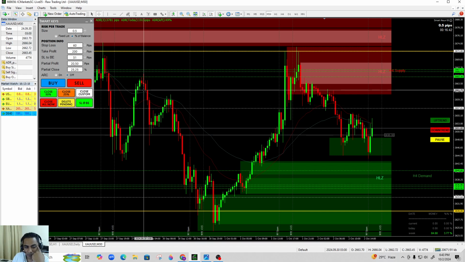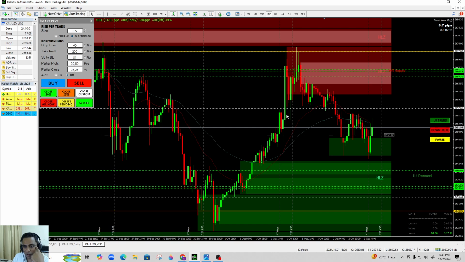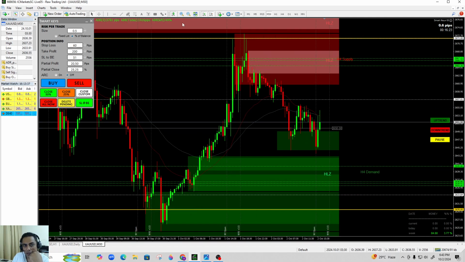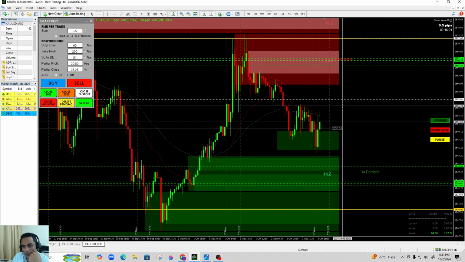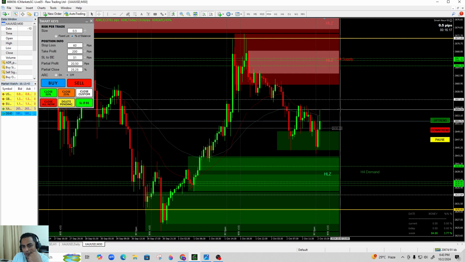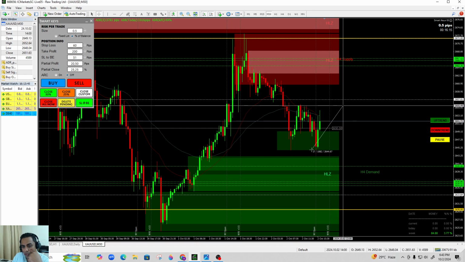The Asian session on Monday, Asian and London session on Monday had more volume than the NY session. NY session had some decent volume yesterday, and today we're just basically ranging with nothing. We're just in this block. This block is about 100 pip block, just ranging inside this.